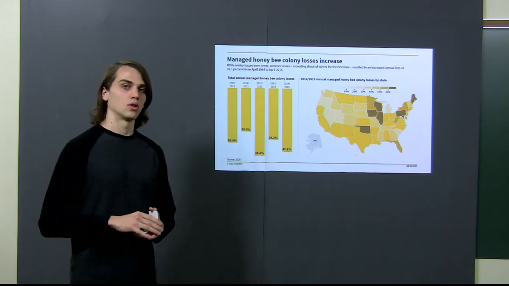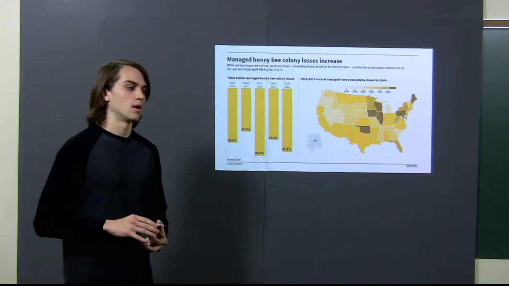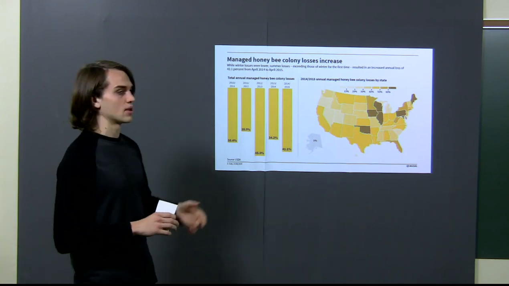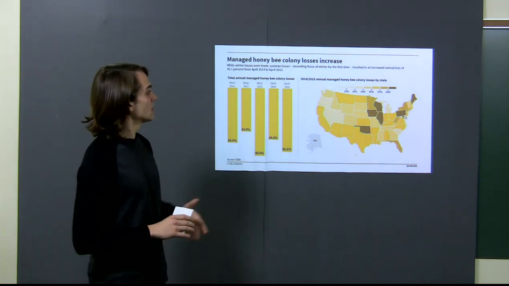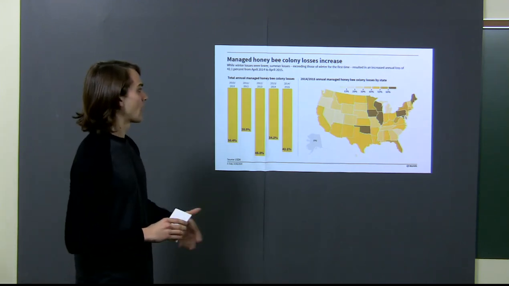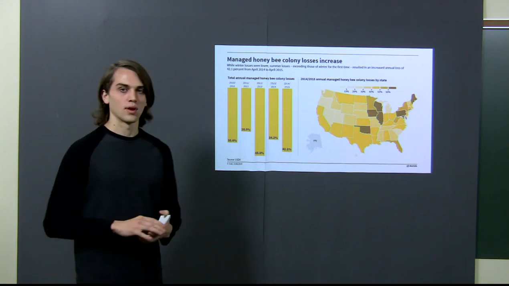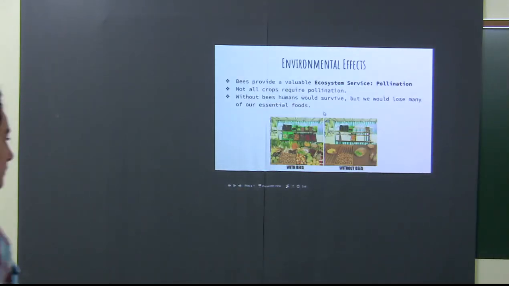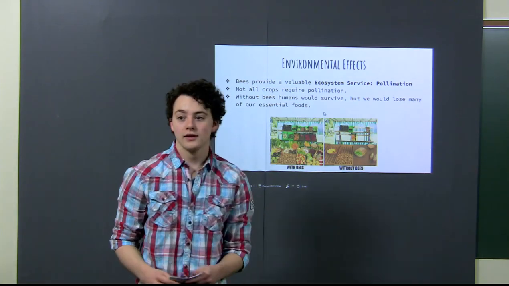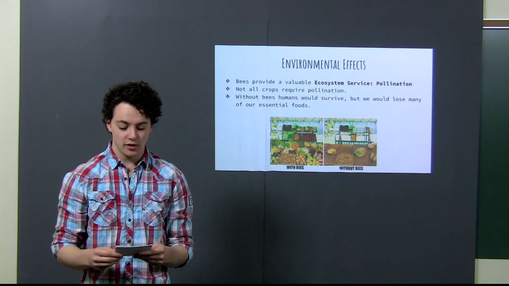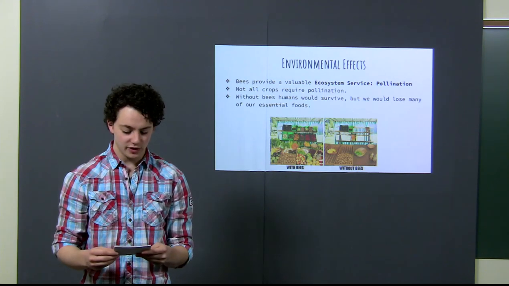And here's just an illustration to make it a little easier to see the effects of managed honeybee colony losses. It's a little bit harder to measure the extent of colony losses in the wild, but these are just managed colony losses. As you can see, Pennsylvania suffering 60% mortality rates in 2014 and 2015.